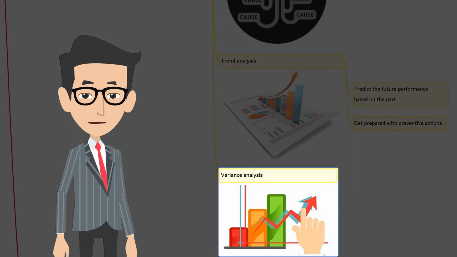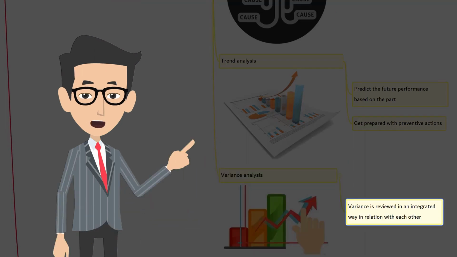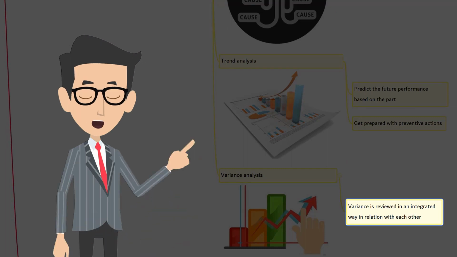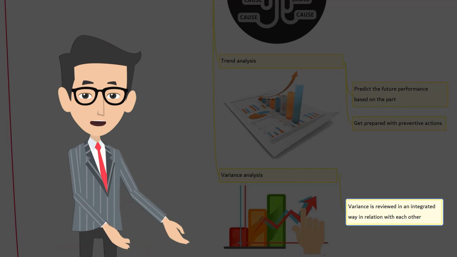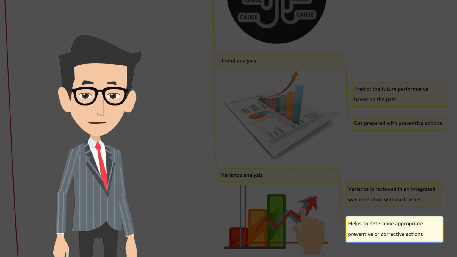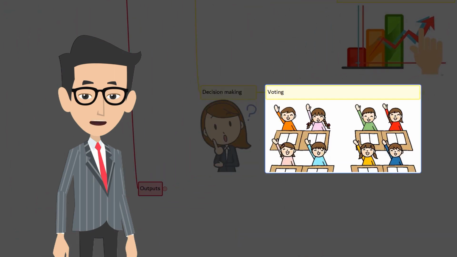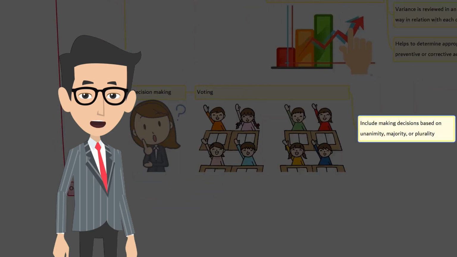Variance analysis. In monitor and control project work, the variance is reviewed in an integrated way for cost, time, technical performance, and resources in relation to each other to get the overall view of variance of the project. This allows for the appropriate preventive or corrective actions to be initiated. The next one is decision making. Here we have voting. Voting can include making decision based on unanimity, majority, or plurality.